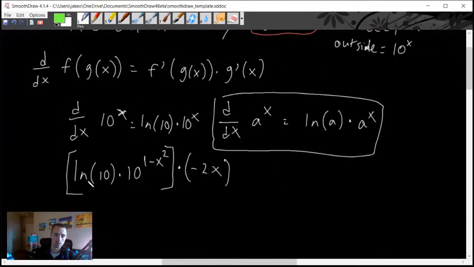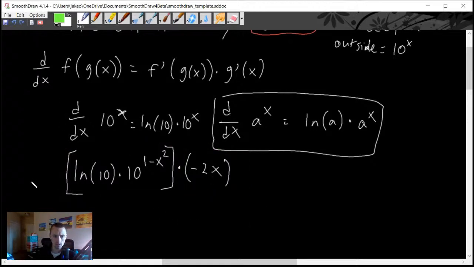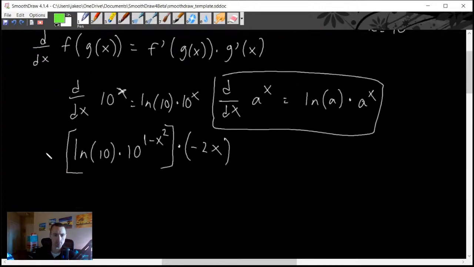And I would definitely just recommend making sure that you think of those two pieces as two entire pieces that need to be multiplied together. So that if there is distributing to be done, you make sure to do that distribution there. So this is going to be the derivative of our original function. So this is going to be y prime is all this.